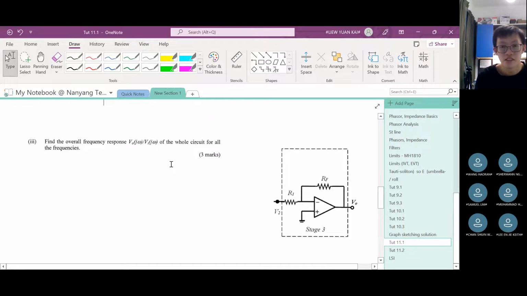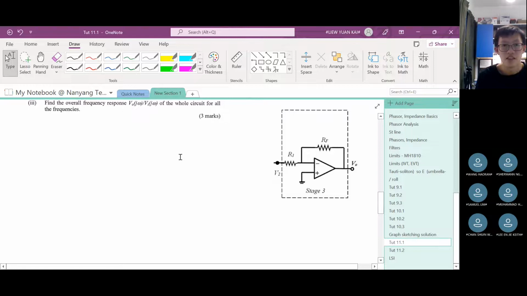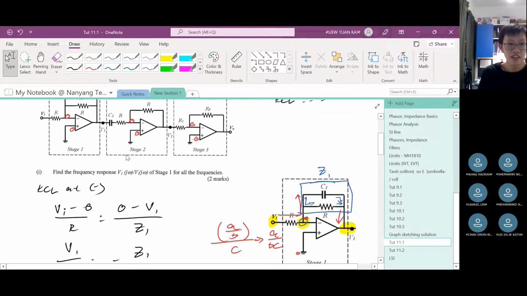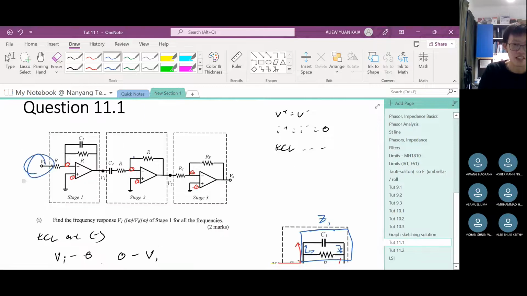Then here, the third stage, okay? Now they want V out over V in of the whole circuit for all frequencies. Now, you see, take note that this is asking for V out over V in. This is not V in, right? This is V2. Where is V in? V in is all the way at the start, at stage 1.